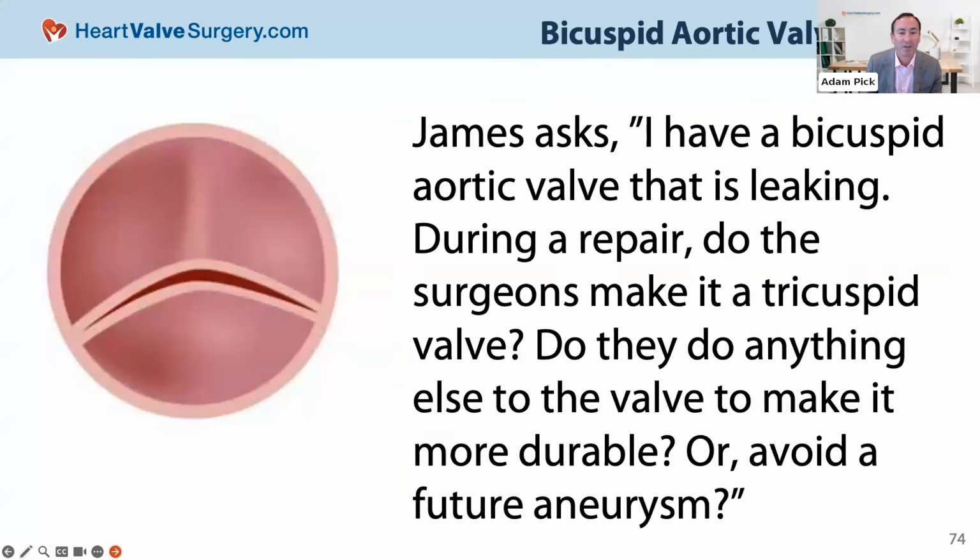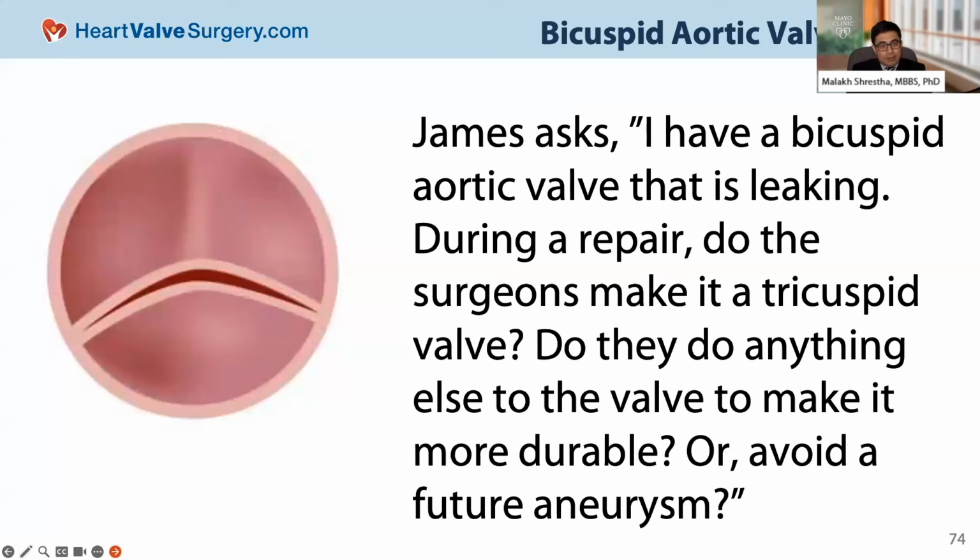Okay. And moving over to the question about bicuspid aortic valve repair, I know you touched on this, but James asks, I have a bicuspid aortic valve that is leaking during a repair. Do the surgeons make it a tricuspid valve? Do they do anything else to the valve to make it more durable or avoid a future aneurysm?